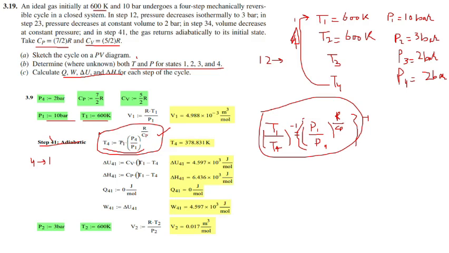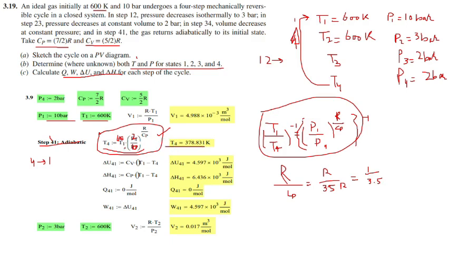So put the values. T1 is 600, P4 is 2 bar, while P1 is 10 bar. So it will be equal to 2 by 10, while T1 is 600 to the power R over Cp. R over Cp is 7 by 2 R. 7 by 2 is 3.5 into R. So it will be equal to 1 over 3.5. Just put the values, you will get your answer for T4.